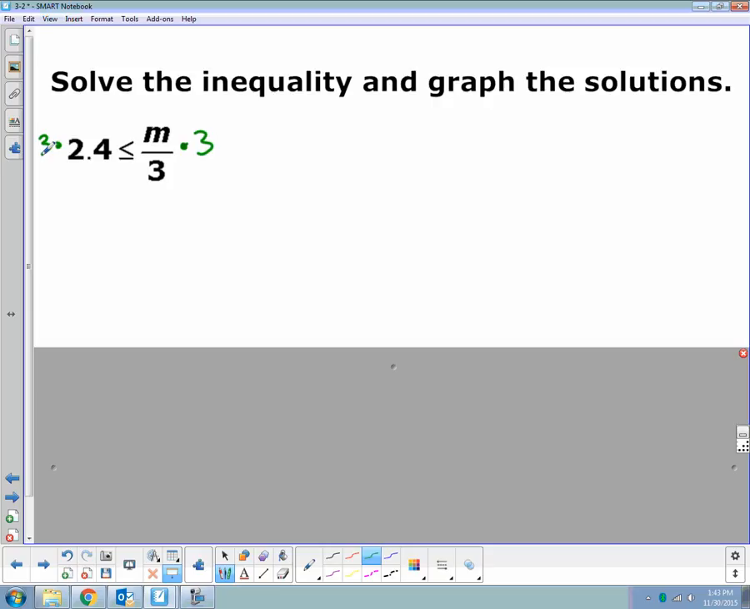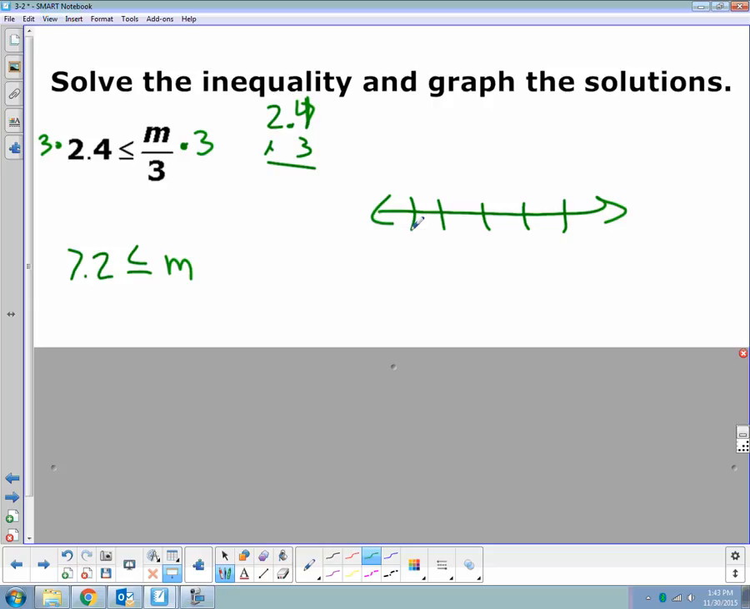You can always set it up as scratch work. 24, there we go, times 3 and do the multiplication. But if you can do 24 times 3 and get 72, 3 times 2.4, 7.2, less than or equal to m. And then I'm going to graph that. Now with the graphing, as long as you're going by a consistent scale, it doesn't matter what you do. If you go 7.2, 7.3, 7.4, that's fine. If you go 7.2, 8.2, 9.2, that's fine. You can go by tens. It doesn't matter as long as you have a consistent scale.